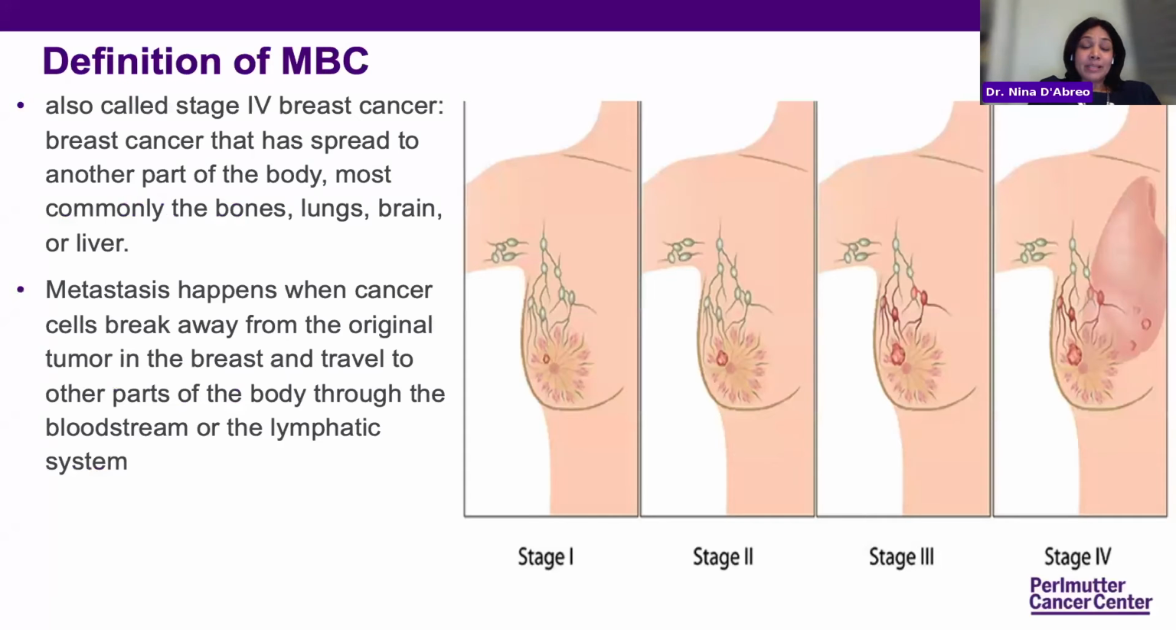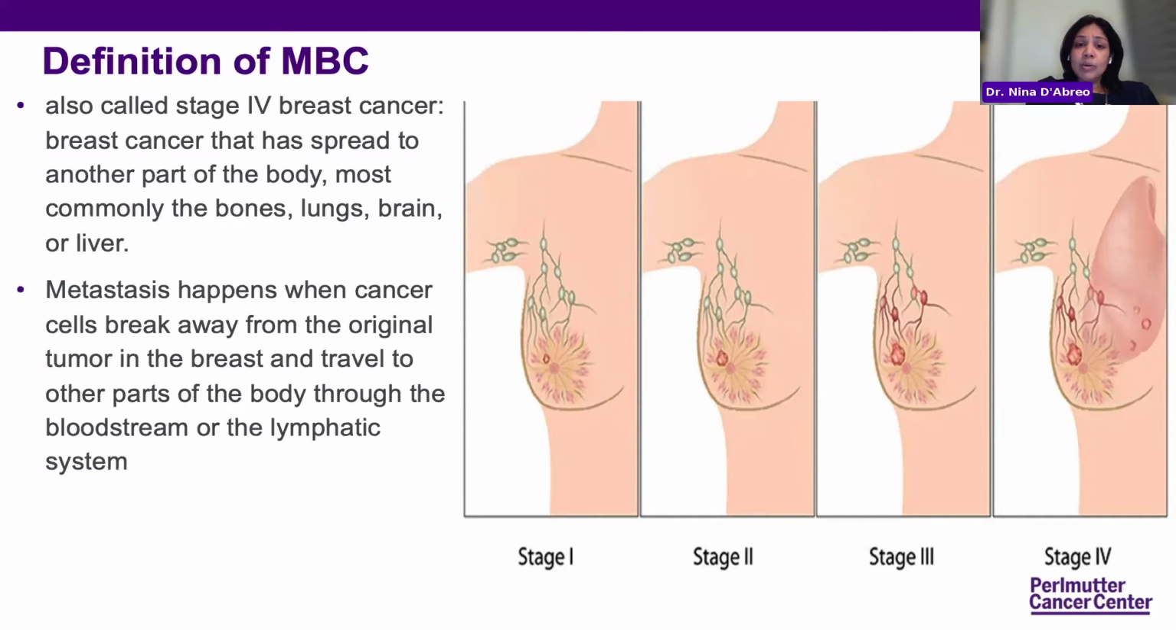No disclosures. MBC, or metastatic breast cancer, is also called stage 4 breast cancer. So we've moved from stage 0. You've heard a little bit about a different subtype. And I get to talk about what we call stage 4 breast cancer. It's breast cancer that has spread to another part of the body. It could be the lungs, the bone, the brain, the liver. Those are the most common sites.